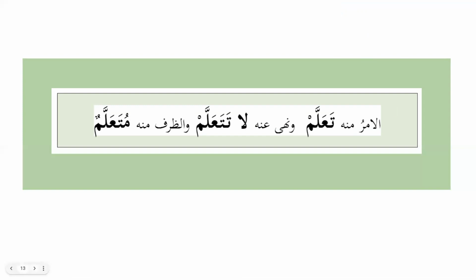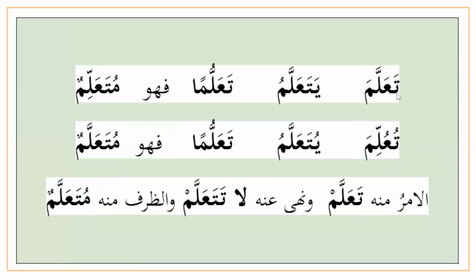So here is the integrated form, all 3 lines. Say it with me. Even if you are mute, say it with me. Ta'allama yata'allamu ta'alluman fahuwa muta'allimun. Tu'allima yuta'allamu ta'alluman fahuwa muta'allamun. Al-amru minhu ta'allam, wa nahi anhu la tata'allam, wa zarfu minhu muta'allamun.